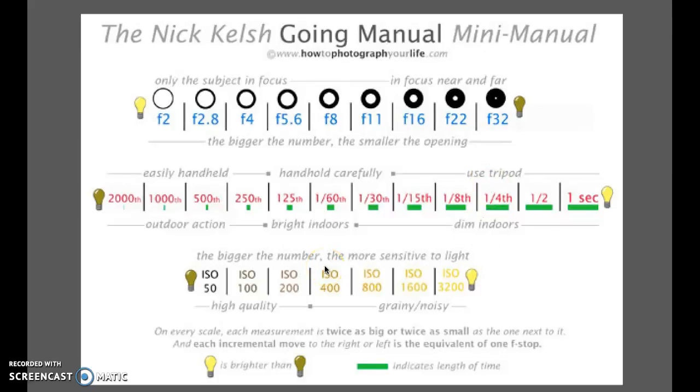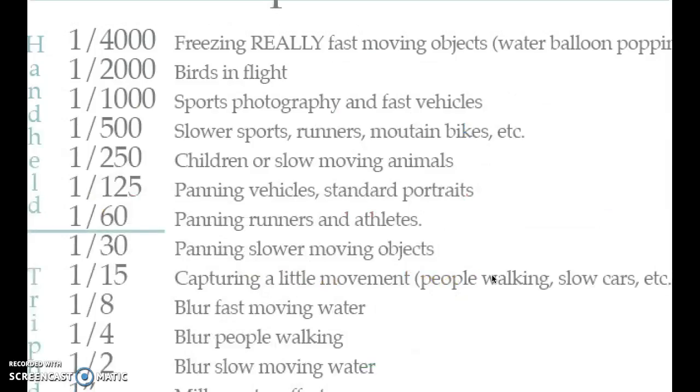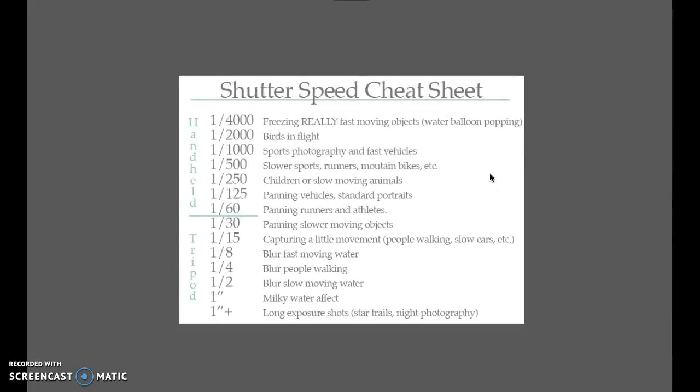And then you have a bigger number. The bigger the number, the more sensitive to light, the more noise you're going to have. I've shown pictures of that. This is something that I really like, the shutter speed cheat sheet. So you can see if your camera actually has a shutter speed that fast, it freezes really fast moving objects, but let's say you want to have a blur, like slow moving water, you want it to be blurred. It shows how to set your camera to get that blur.